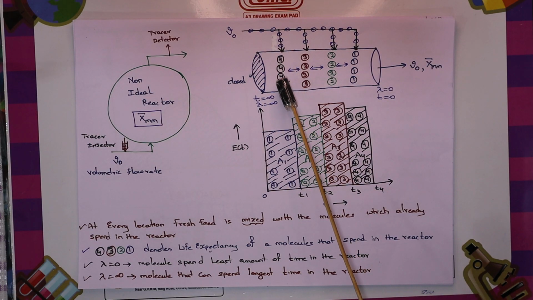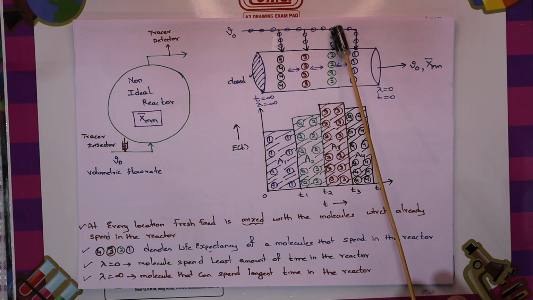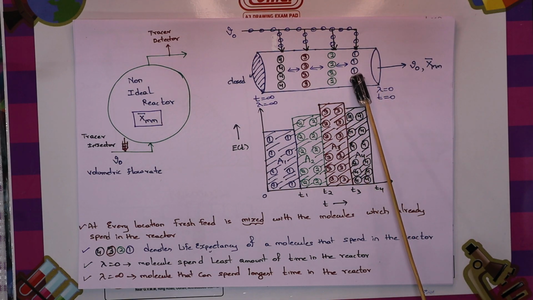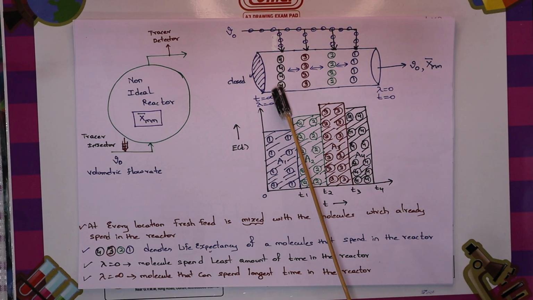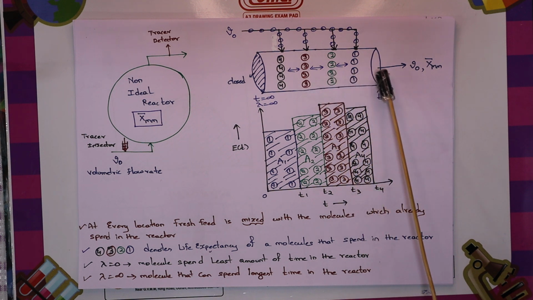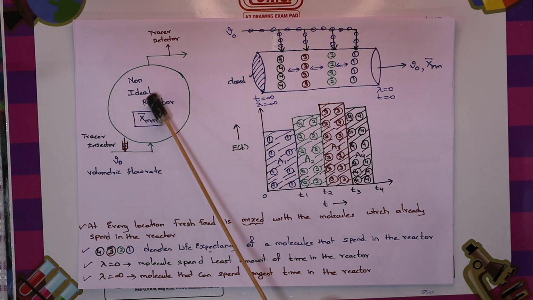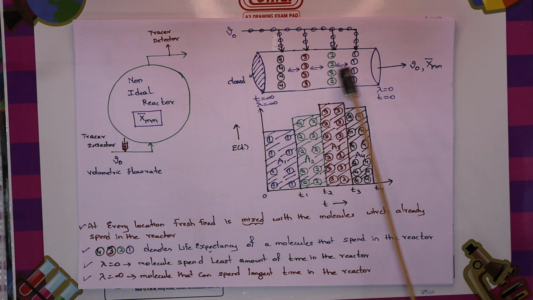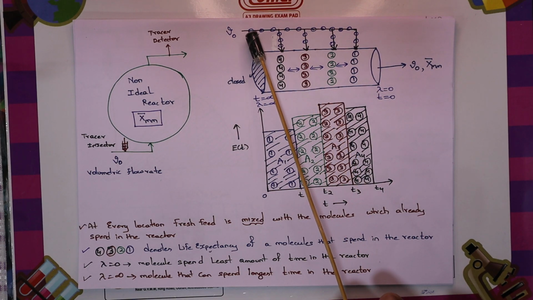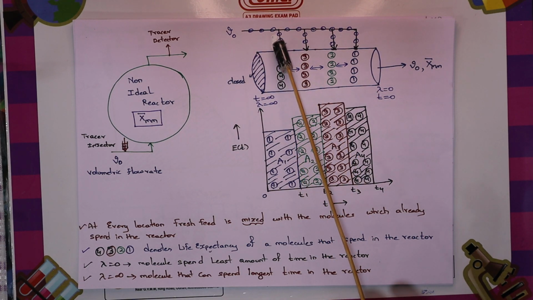Some molecules enter at this point, some at this point, some at this point, and some at this point. The molecules which enter at this particular position will spend a larger amount of time in the reactor before exiting. That means age 4 molecules spend more time in the reactor. During their travel, age 4 molecules mix with age 3, 3 and 4 mix with 2, and 2, 3 and 4 mix with age 1 molecules. There are some molecules, for example the age 4 molecules, the ones that enter here.